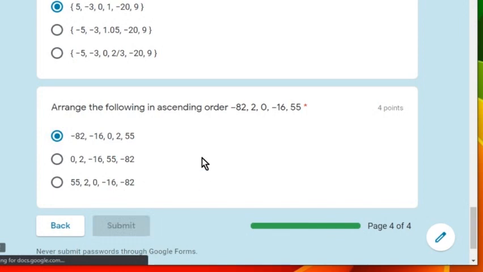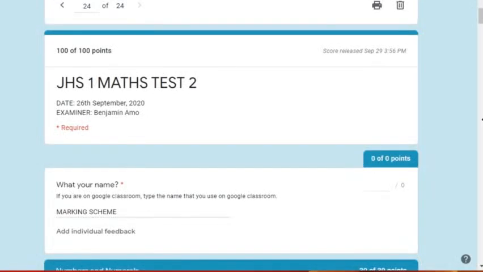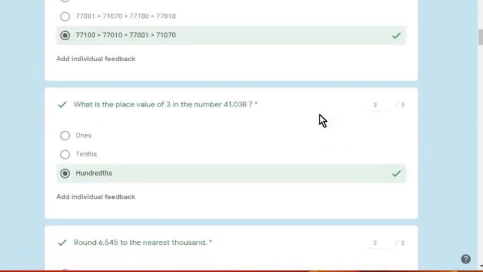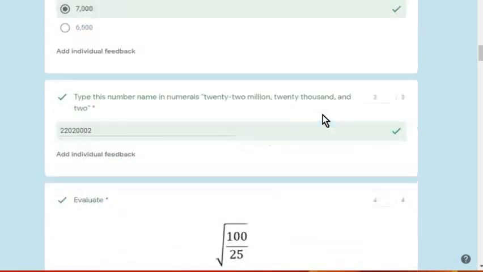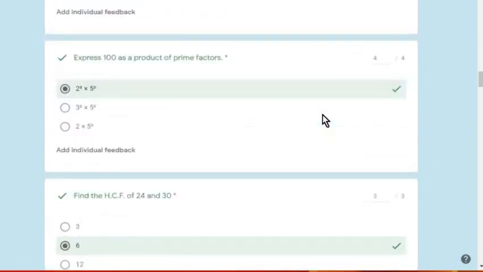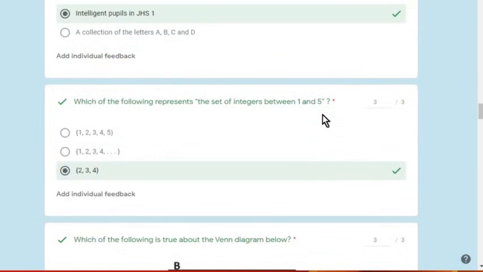So we submit, and let's check the score. So those are the answers for the test, and that is 100 out of 100 points. So these are the correct answers to the test. And congratulations to all those who completed the test successfully.